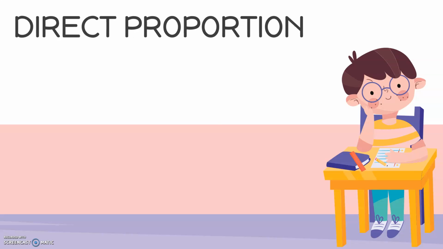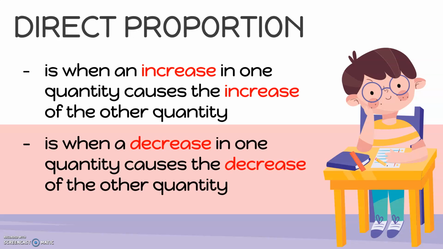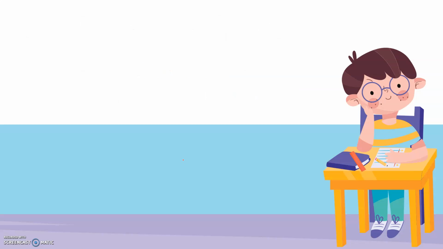Starting with direct proportion. Direct proportion is when an increase in one quantity causes the increase of the other quantity, or it is when a decrease in one quantity causes the decrease of the other quantity.